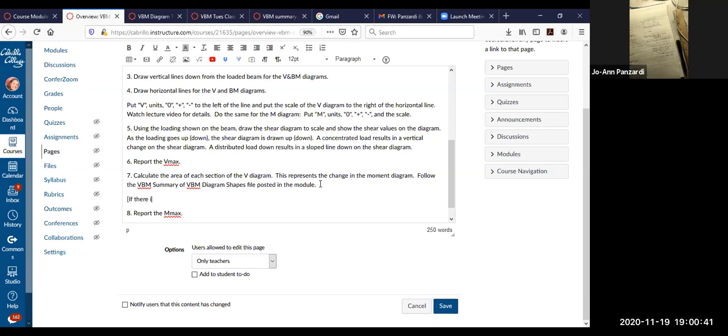If there is a concentrated moment on the beam, you will need to show a vertical change in the moment diagram at that point. If the moment applied is positive, the moment diagram shows a negative change.